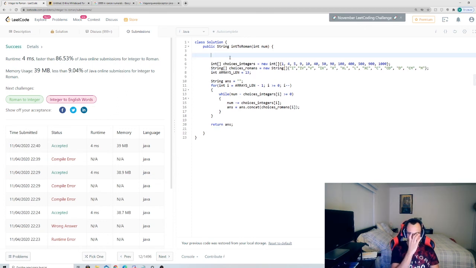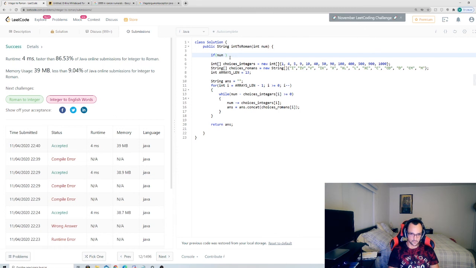So I kind of made a mistake before. Typically there's some corner cases that you need to take into account. In this case, the Roman numerals can't represent any number that's less than or equal to 0. And you also can't represent a number that's larger than 3,999. So in this case, we're going to throw an illegal argument exception if the user attempts to do that.